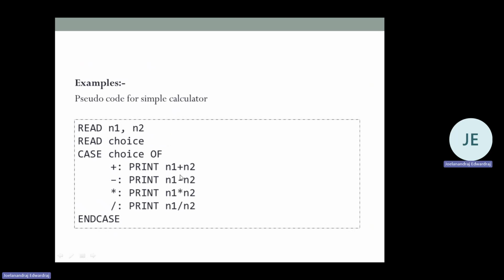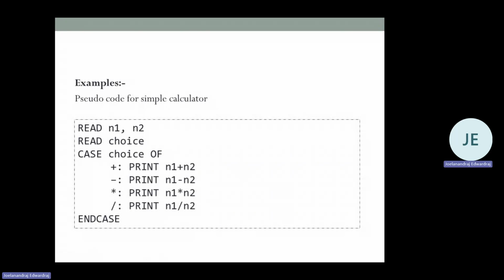A simple example. Look at here. So read N1 and N2. And read one more thing, one choice. So depending upon the choice, what are you going to do here? You're going to apply a particular operation, right? So here the choice, plus, minus, choice of. So it could be plus, then print N1 and N2. Subtraction, multiplication, division. Fine. So what is missing here?